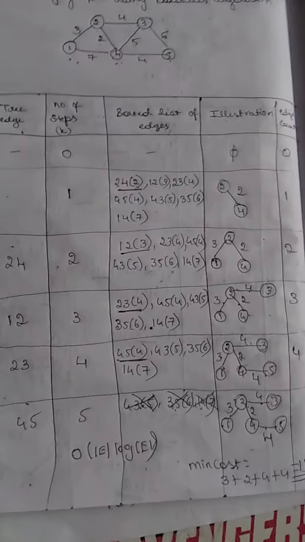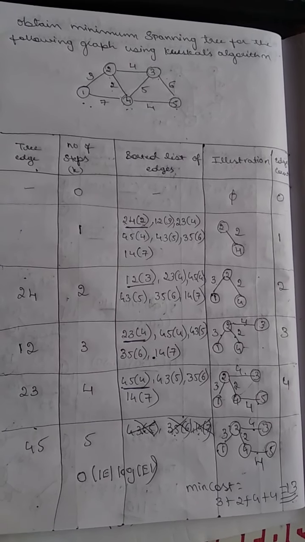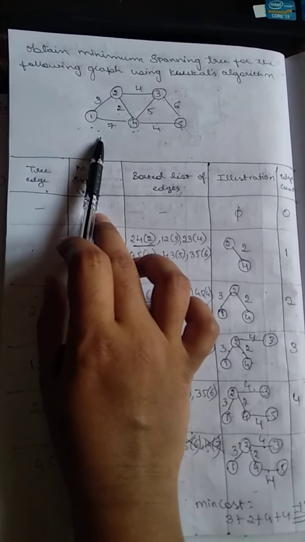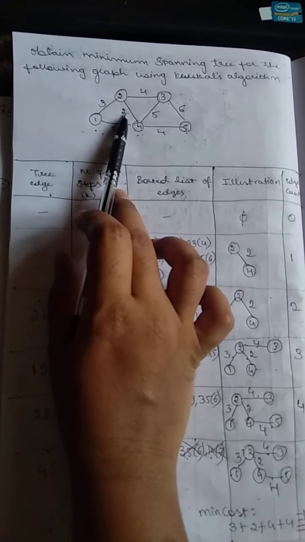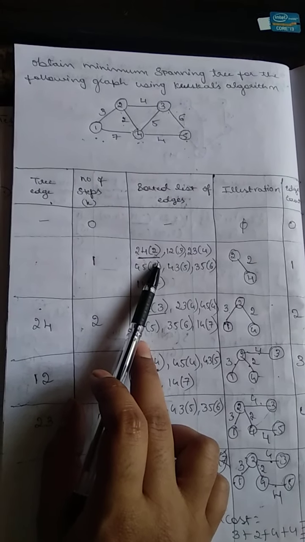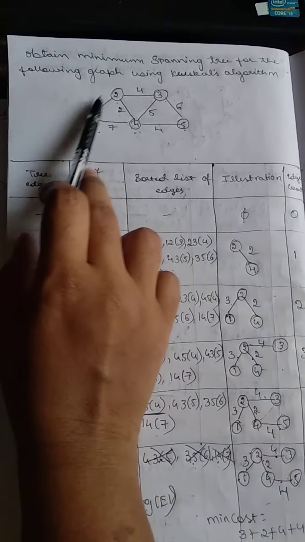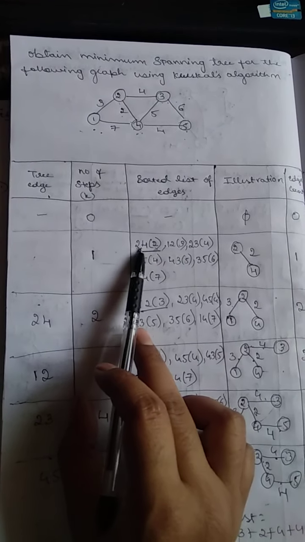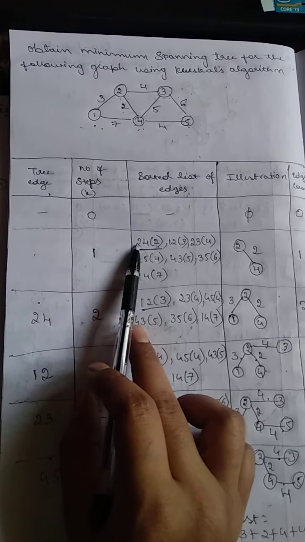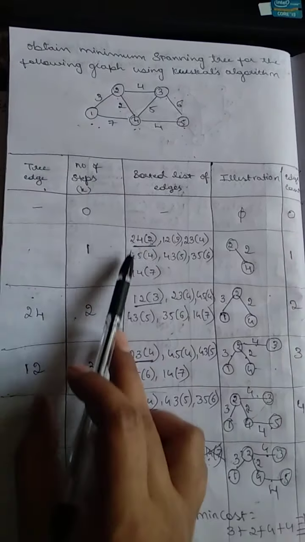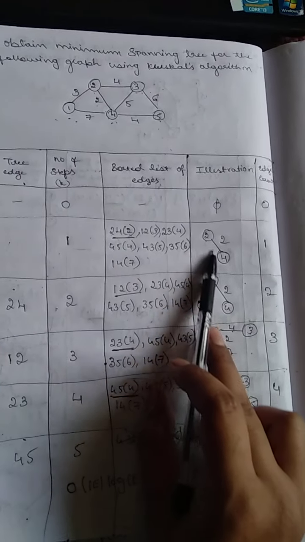Once again I'll tell you, here you are not considering any vertex as the source vertex. I'm just considering the weights of the edges, which is minimum weight. That one you have to write first, in increasing order: 2, 3, 4, 4, 5, 6, 7. Likewise I have taken. What is the meaning of this? 2 to 4: vertex 2 to 4, the weight is 2. Likewise, you have to take and construct the minimum one.